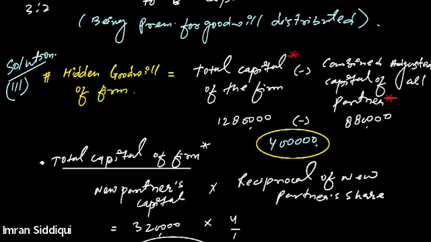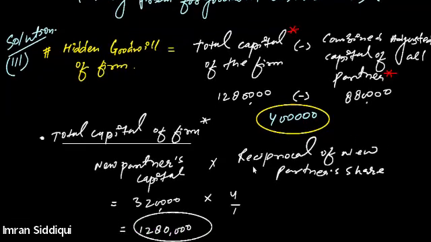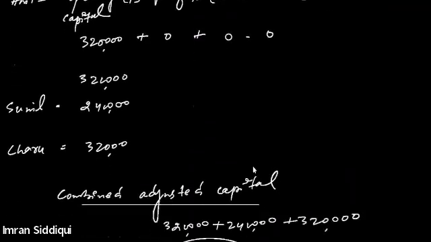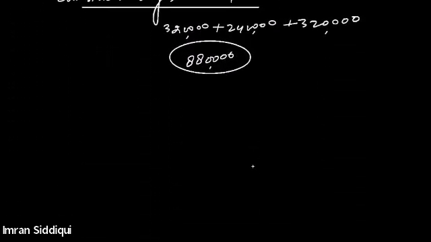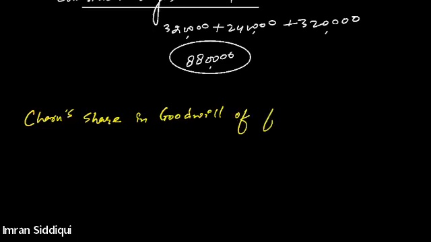We just need to find out the goodwill of Charu, how much Charu will be bringing in. So Charu's share in the total goodwill will be how much? 1/4, right? Charu's share in the goodwill of the firm will be 4 lakh into 1 upon 4. That means 1 lakh.